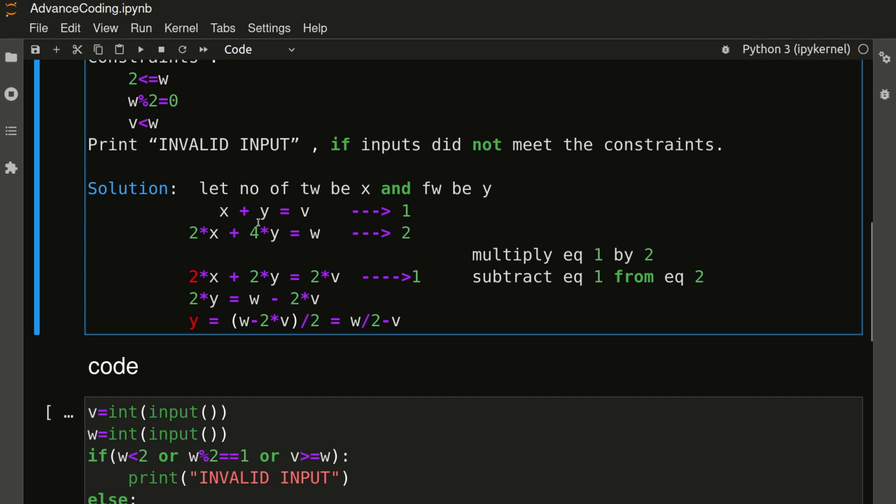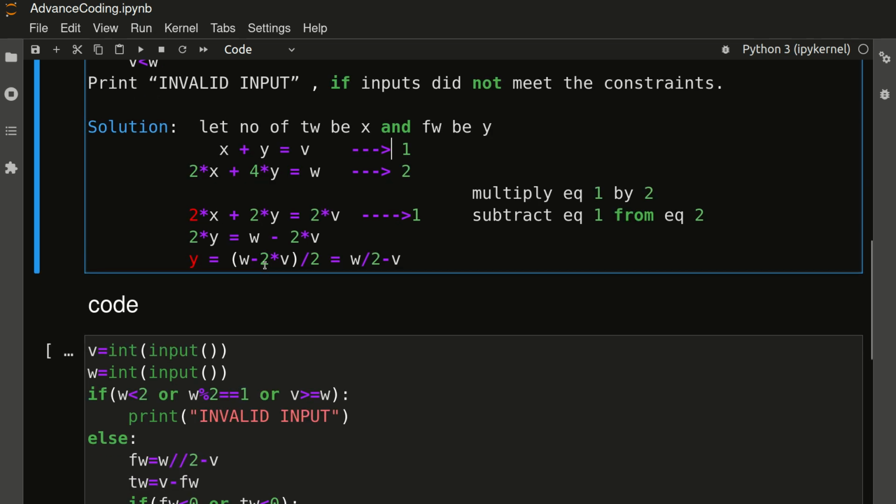Now if you look carefully, why we have multiplied it by 2? Because it will also become 2x, and it will also become 2x, and we will subtract. Or you can do another thing, you can multiply the first equation by 4. In that case also y will be cancelled out and we will get x. But we have done the first thing, we have multiplied equation 1 by 2 and then subtract equation 1 from equation 2.